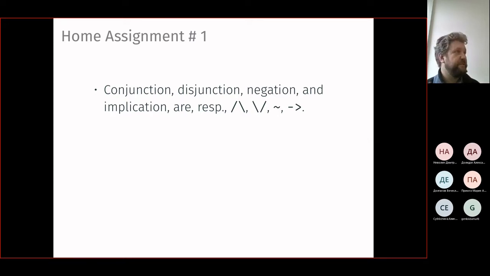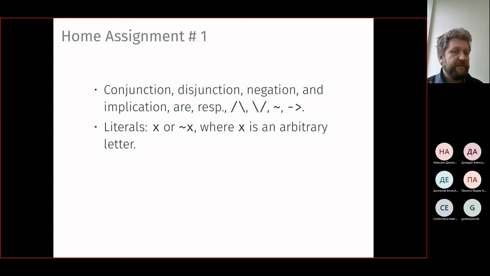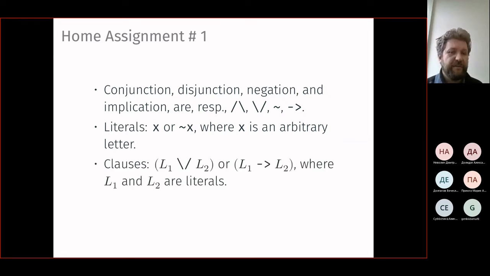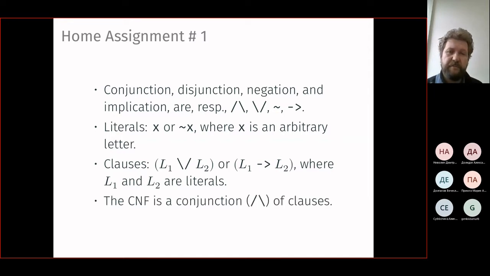They will be encoded like this, just to make it in ASCII standard code. Conjunction will be slash backslash, disjunction backslash slash. The tilde will be for negation, and minus and greater symbol is the arrow. This is just not to mess up with, say, Unicode or something like that. Literals will be either X or not X, where X is a variable. Variables are arbitrary letters, so X, A, B, P, Q, etc. Clauses are either a disjunction of literals or an implication between literals, which is also a disjunction. And the CNF is a conjunction of clauses, which are in brackets.